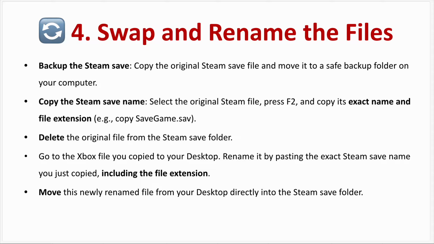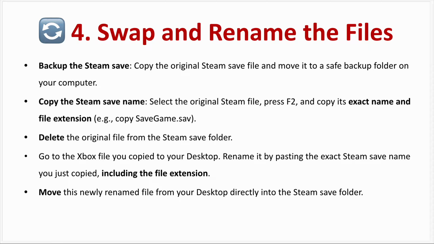Now number 4, swap and rename the file. So back up the Steam save. Copy the original Steam save files and move them to a save backup folder on your computer. Now copy the Steam save name. Select the original Steam file, press F2 and copy its exact name and file extension. Now copy SaveGame.sav and then delete the original file from the Steam save folder.